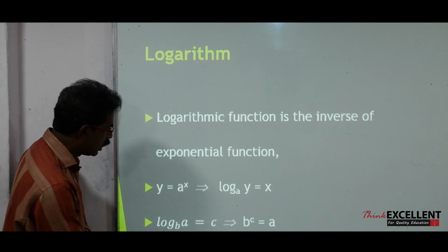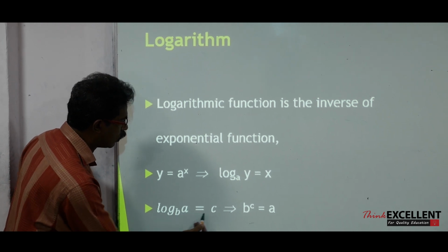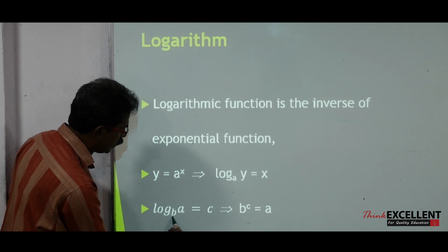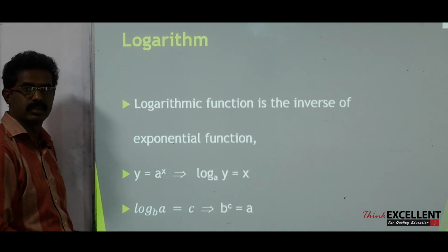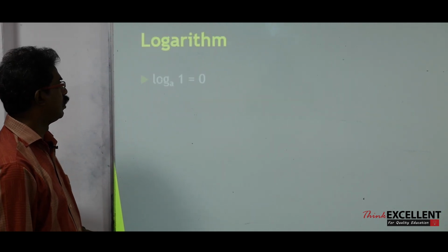In the same way, how to change logarithmic form to exponential form. Log a to the base b equal to c. You start from the base and cross over: b raised to c is equal to a. So like that, exponential to logarithm and logarithm to exponential.